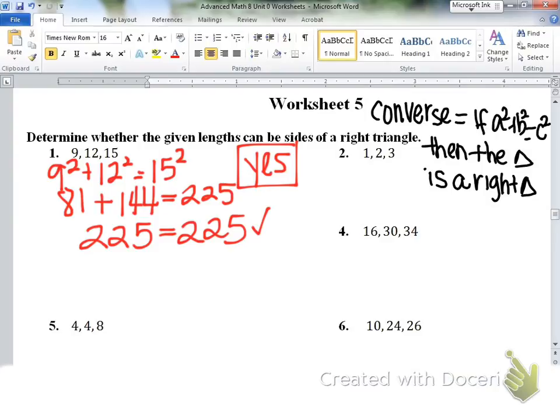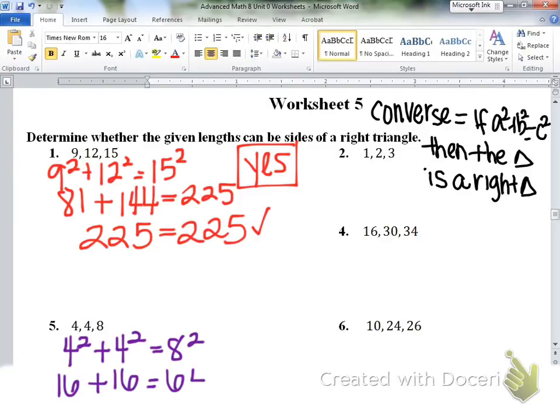Okay, so number 5. We have 4, 4, and 8. So what am I going to plug in for a? 4. So 4 squared plus what? 4 squared equals 8 squared. Oops. Okay, so that's what we want. What's 4 squared? So we have 16 plus 16 equals what? 64, because 8 times 8 gives you 64.